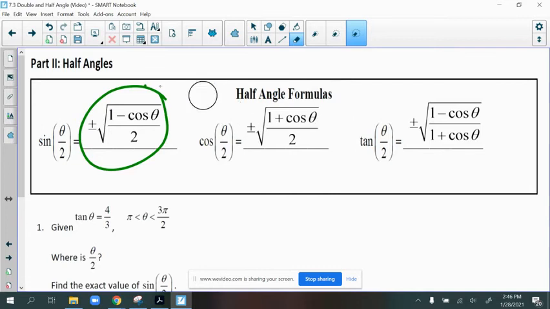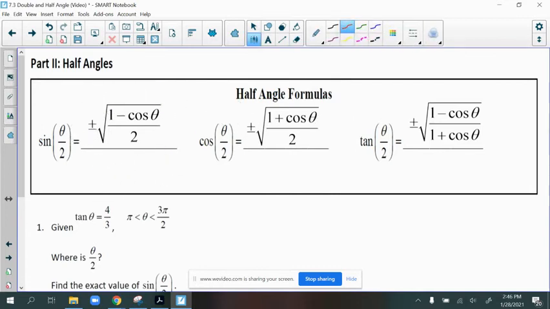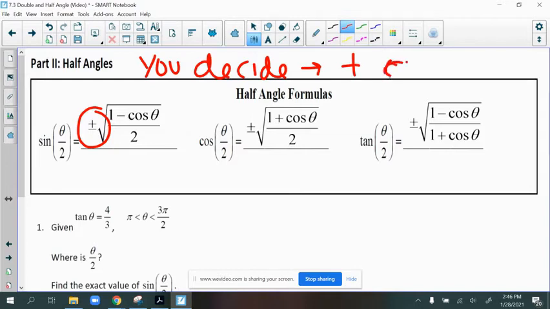Okay, the biggest thing I want to point out that gets screwed up every year is that this plus or minus is not actually there. You decide. You have to be the decider. You have to decide, is it the plus or is it a minus? It is not both. It is not like the quadratic formula where it's there. You have to decide, are you the positive one or the negative one? And you do that by knowing where you are on the unit circle.